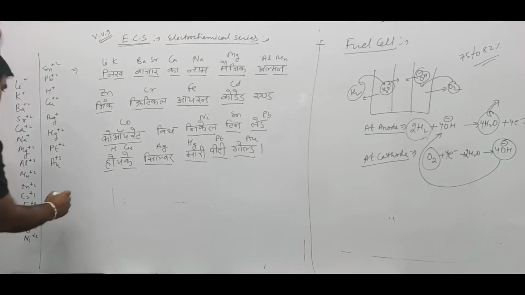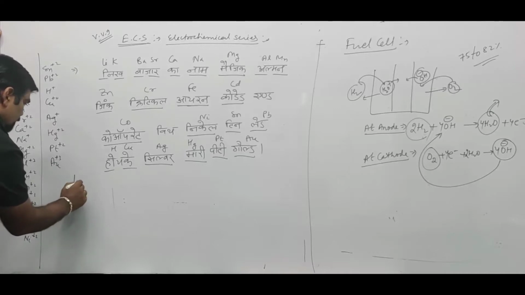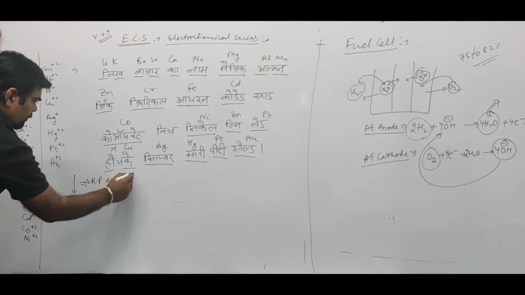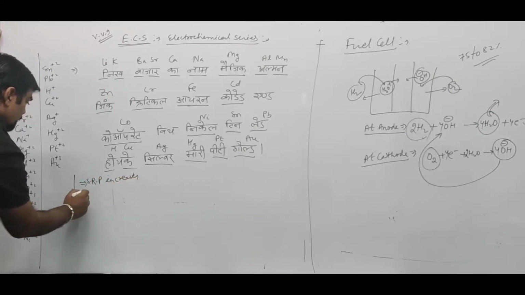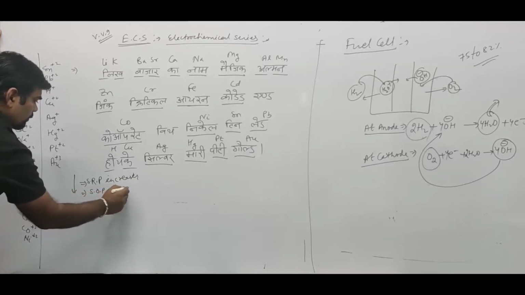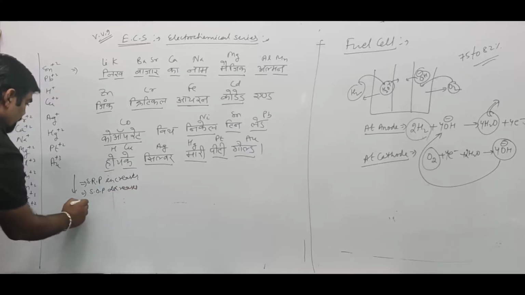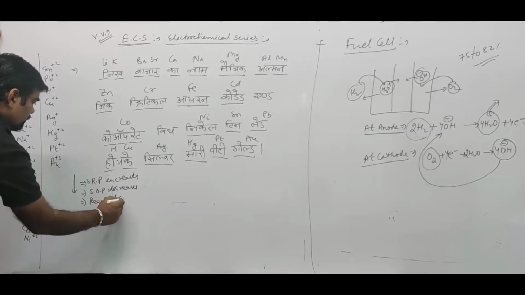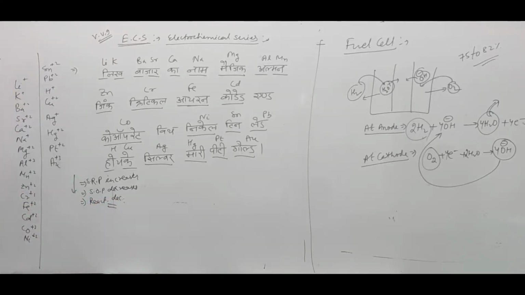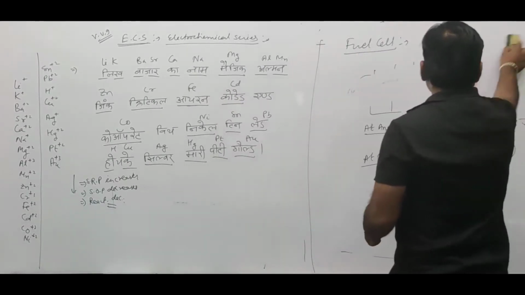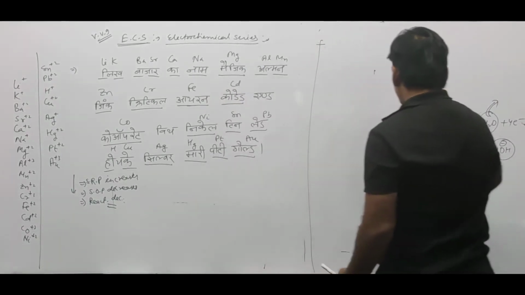So this is in order of increasing reduction potential. SRP increases, SOP decreases, and reactivity also decreases. Many applications of this electrochemical series are there in chemistry. So write down applications of electrochemical series.